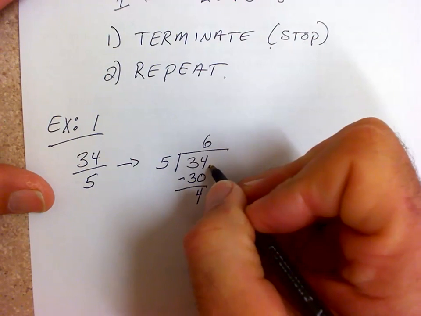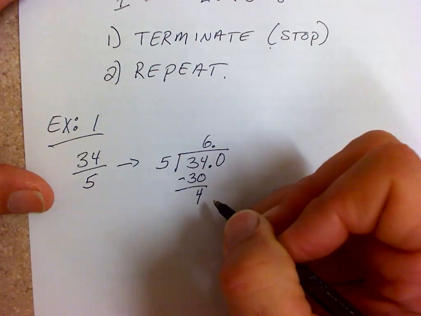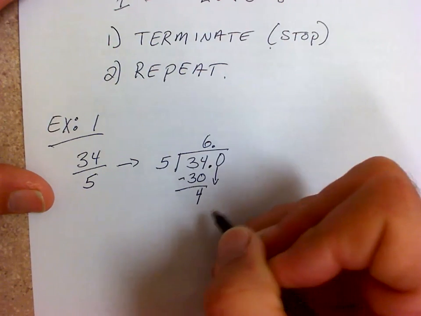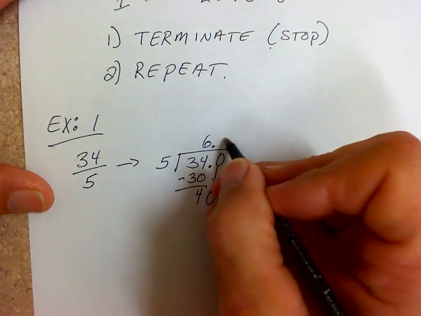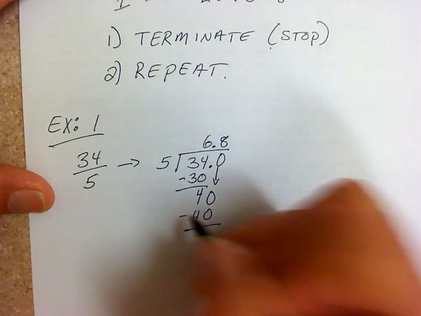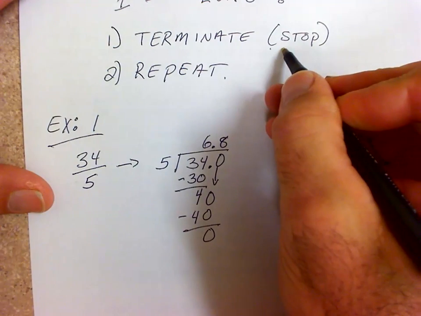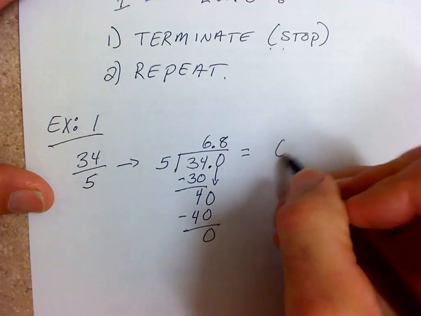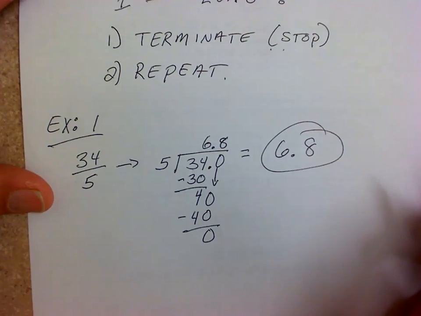To get new numbers, we need to add on our decimal point, put on a 0, drop that down. 5 goes into 40 8 times. 8 times 5 is 40. Subtract. We get a remainder of 0. Our decimal is stopped. It's terminated. So our answer here is 6.8.